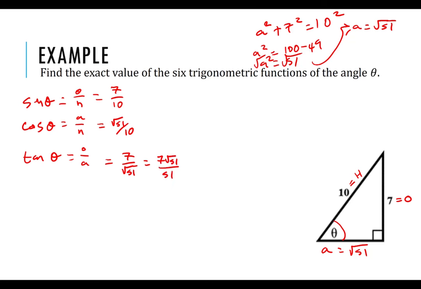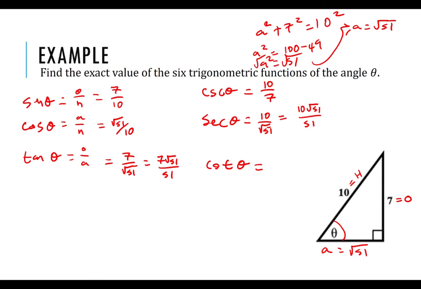Well then, if that's the case, if I want to find cosecant of theta, secant of theta, cotangent of theta, you could use the formal definitions, or you can of course find the reciprocals, which is then going to be 10/7, 10 over root 51. If for some reason we need to rationalize, that's of course the same thing as 10 root 51 divided by 51. And cotangent of theta is then going to be root 51 over 7. And so we found the exact value of all 6 trigonometric functions for this specific triangle.